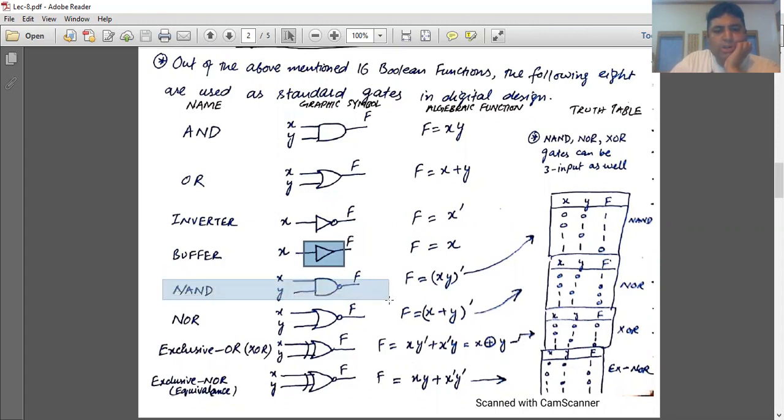NAND gate is the opposite of AND gate. Basically, after an AND gate, you put an inverter, or there is a truth table of the NAND gate. NAND gate does the opposite of AND gate.